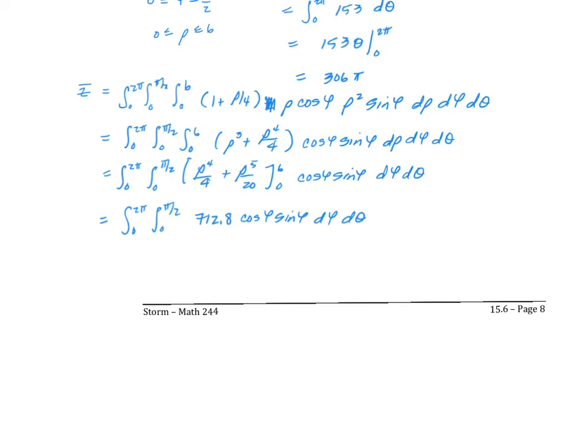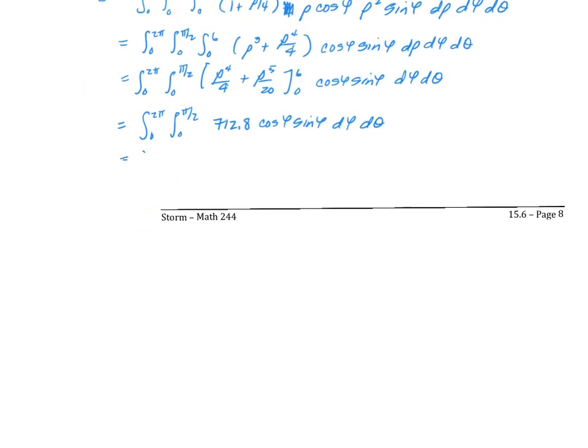What I'm going to do is something weird. I could do a substitution, but I'm too lazy to do that. Remember that 2 sine cosine is a trig identity. So if I were to write 712.8 as 356.4 times 2, I could replace the 2 cosine sine with sine of 2 phi, which is what I'm going to do. So this becomes 356.4 sine 2 phi.